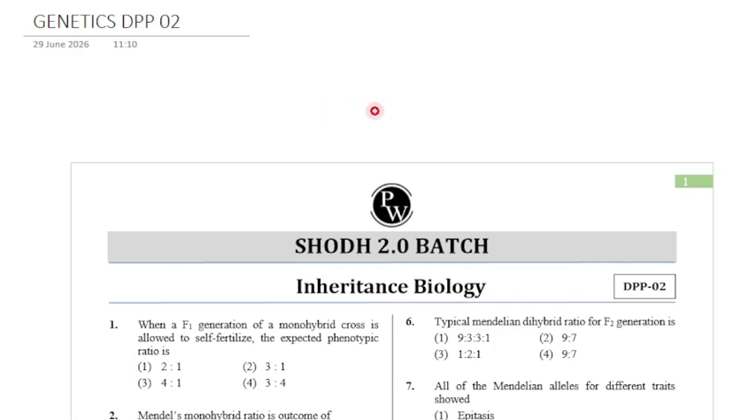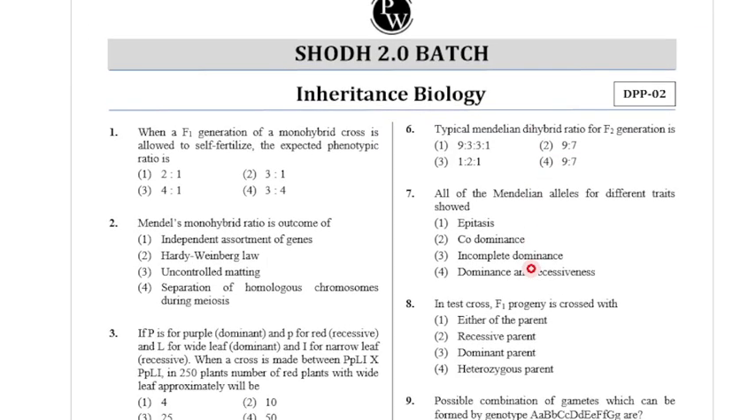Hi, in this video series, we are going to solve the DPP of PW Shodh 2.0 batch. This is DPP 2 and from Inheritance Biology, that is unit number 8. Already we have covered DPP 1, so if you didn't watch that video, please visit the channel.